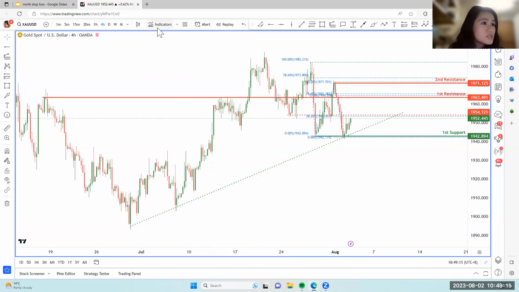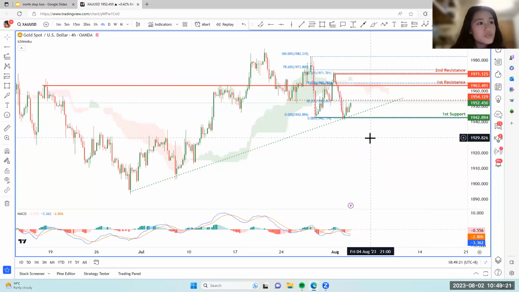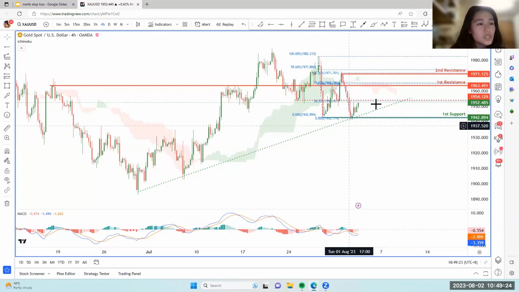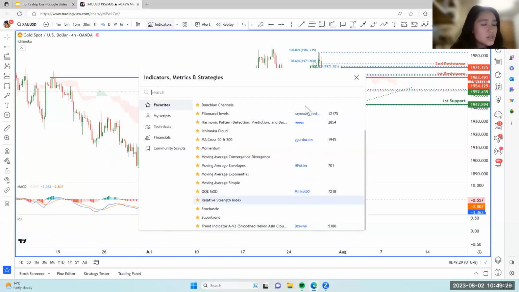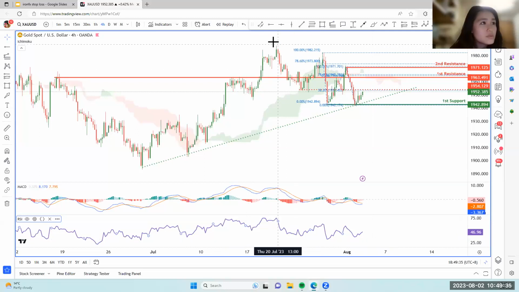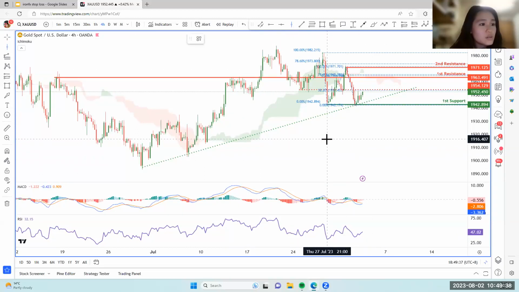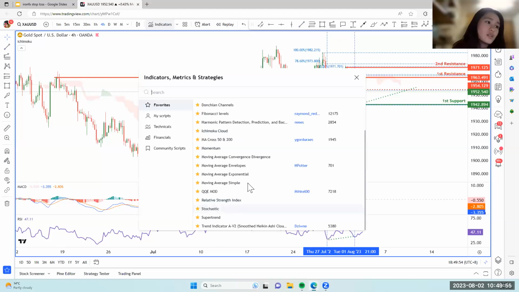Okay, now let's go in with some indicators again. Price is moving below the Ichimoku cloud. It's also giving us bearish on our MACD. Now let's take a look at RSI. Okay, once again, we have a pretty bullish divergence again. Now let me take a look at stochastic as well.